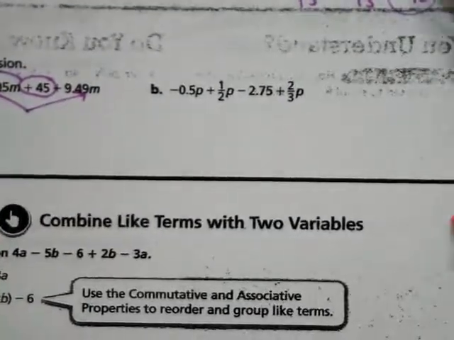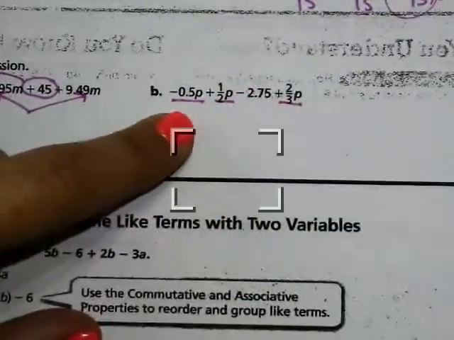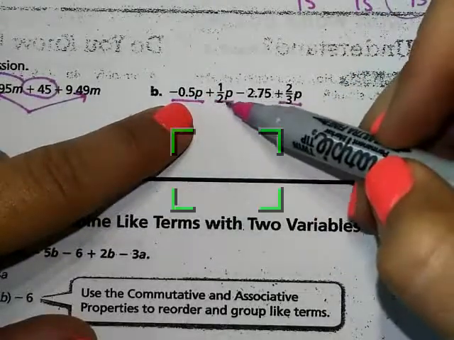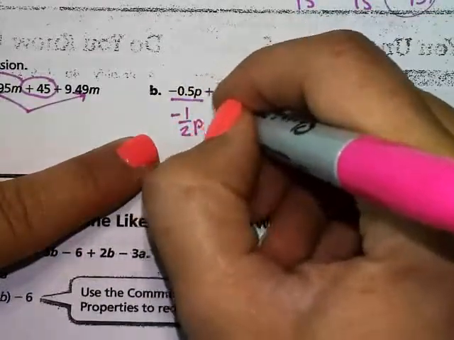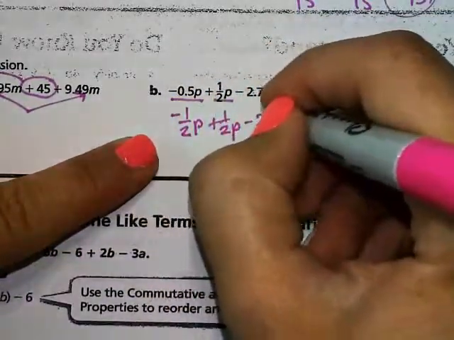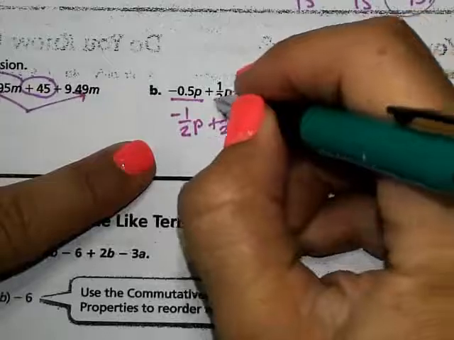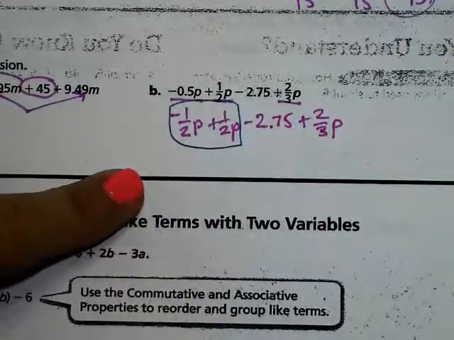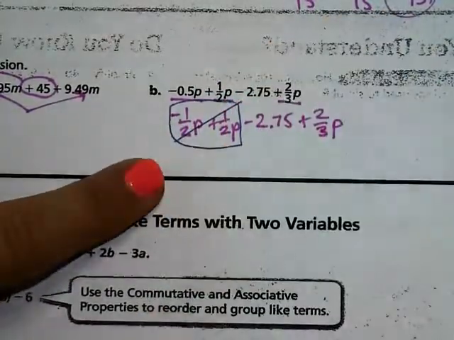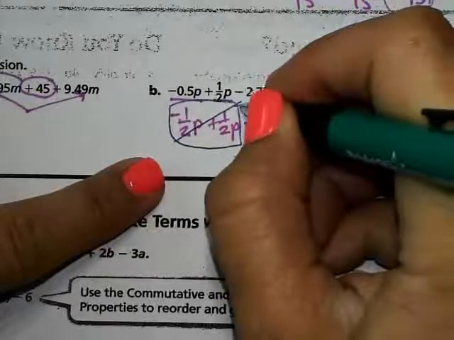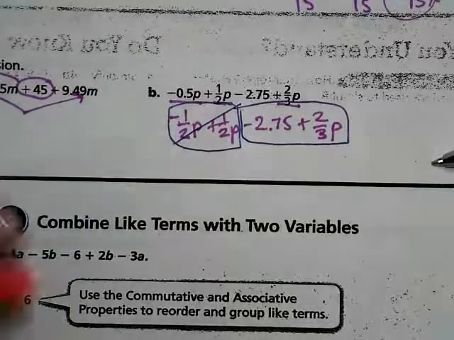Welcome back. So I have a p term, a p term, and a p term. Okay? 0.5 as a fraction is 1/2. So this is technically -1/2 p plus 1/2 p minus 2.75 plus 2/3 p. What property tells you to do this? Think about it. That's right. If you said additive inverse, a number, which is -1/2, and its opposite can be eliminated. So now you're left with -2.75 plus 2/3 p, and you can't combine either of them because they're not like terms.